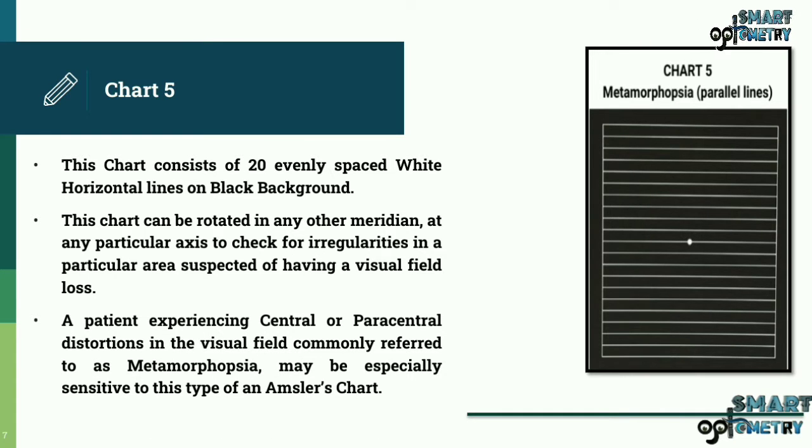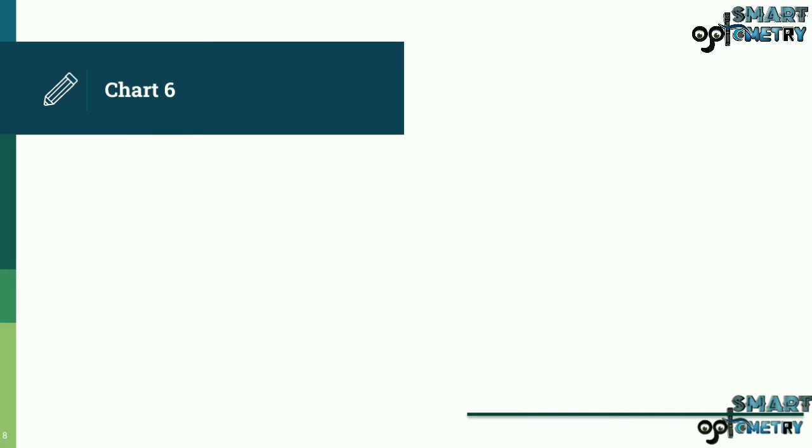A patient experiencing central or paracentral distortions in the visual field, commonly referred to as metamorphopsia, may be especially sensitive to this type of Amsler's chart. Here you can see the Amsler's chart having a black background with evenly spaced white horizontal lines printed on it.